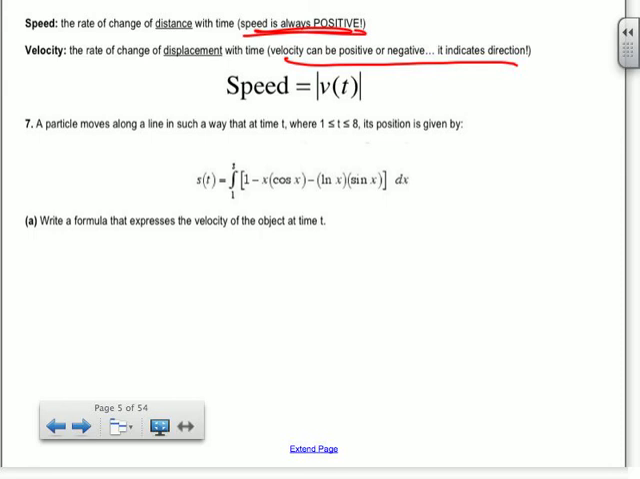Okay, so 7. A particle moves along a line in such a way that at time t, its position is given by this crazy function. Okay, write a formula that expresses the velocity of the object at time t. So how's velocity related to position, s of t? It's a derivative. So how do I take the derivative of that integral?